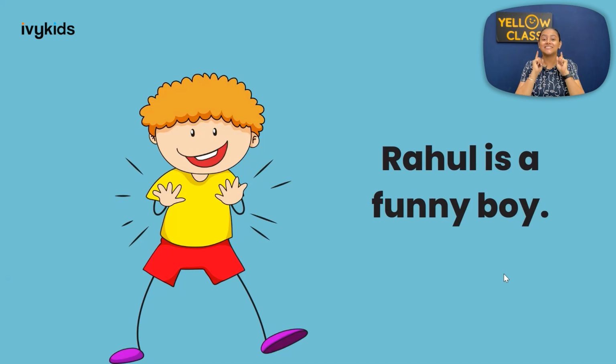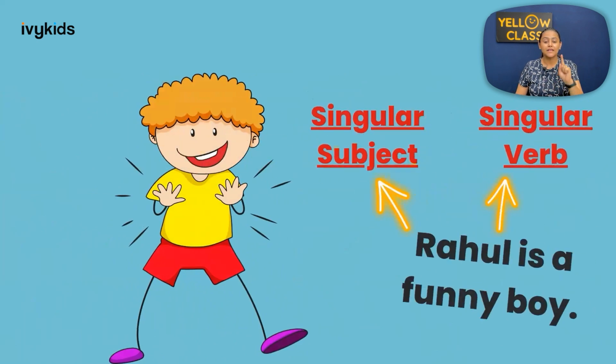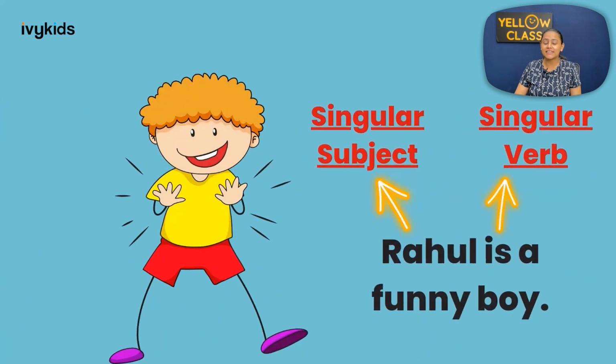Rahul is a singular subject. Let us understand the sentence and the rule. So Rahul is a singular subject, and Rahul, a singular subject, is followed with "is", that is a singular verb.